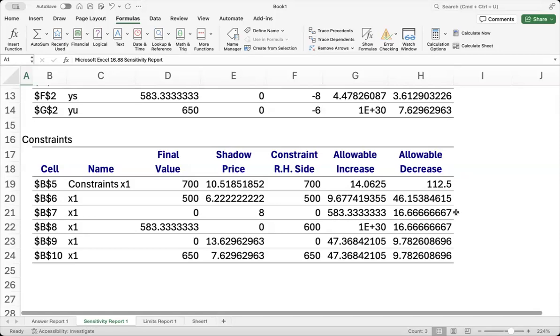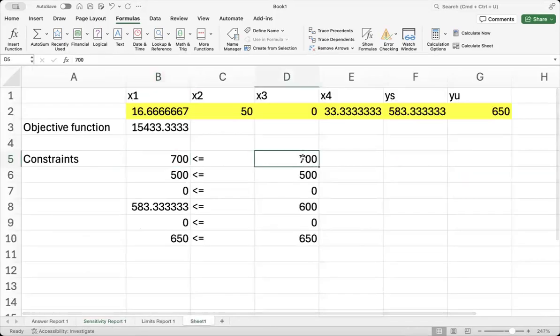You can check if it's correct. You see that now, right? The right-hand side of the constraint is 700, right? Remember, you take note of the objective function first, and then you change. You change the value here from 700 to 699, and then you solve the problem again and see how the objective function changed. It changed, wow, by the same number as the shadow price.